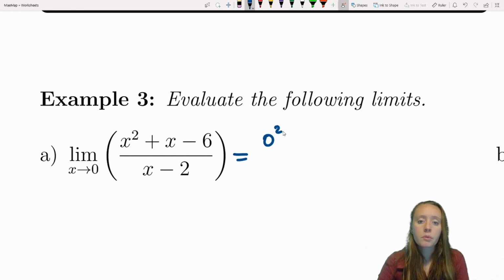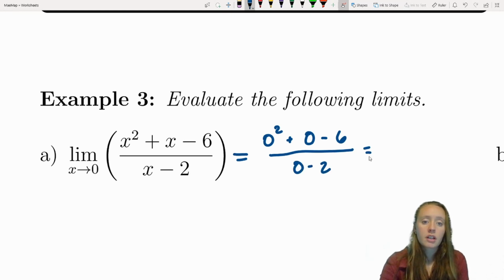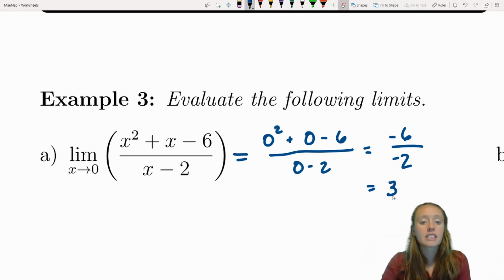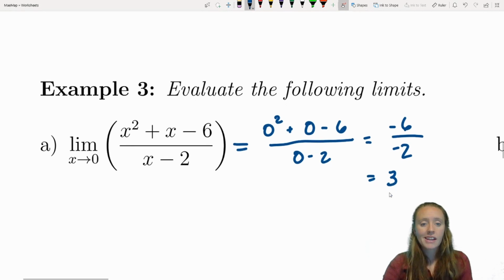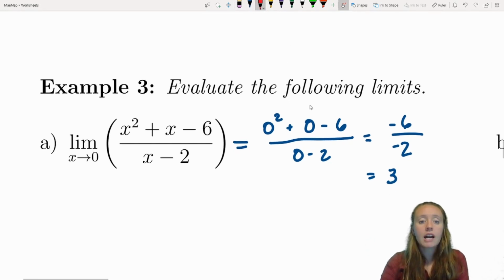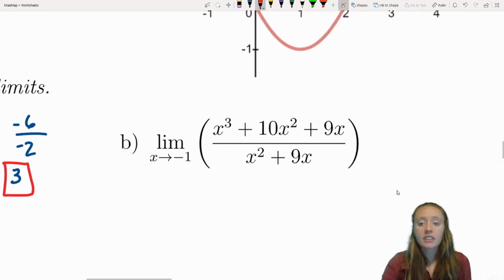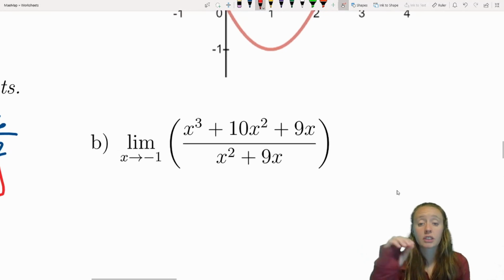So let's go ahead and plug in 0 for x. So we'll get 0 squared plus 0 minus 6 all over 0 minus 2. 0 squared plus 0, 0 minus 6, that's a negative 6, over 0 minus 2, which is a negative 2. Negative 6 over negative 2 is going to give me a positive 3. So 3 is going to be our solution for the limit of our function as x approaches 0 in part A.